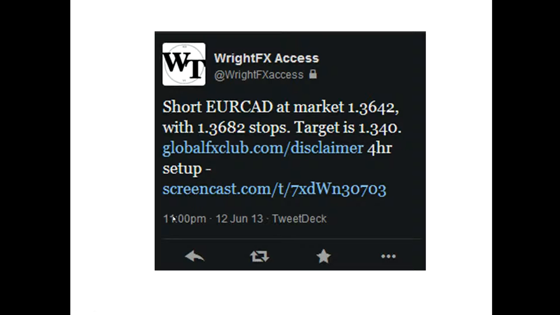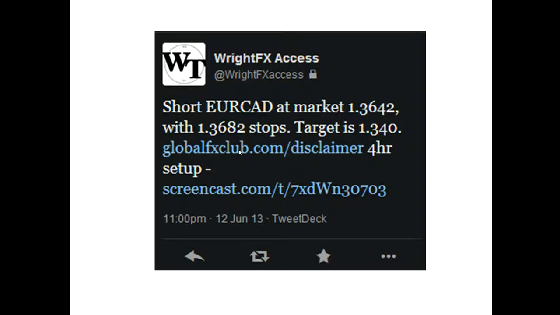You can see here TweetDeck has marked when the tweet was received. Short Euro CAD at market. Here's our entry. We got in at 136.42. Here's our stop, 136.82 stop, so a 40 pip stop. And we're looking for about 200 pips lower at 134.0.